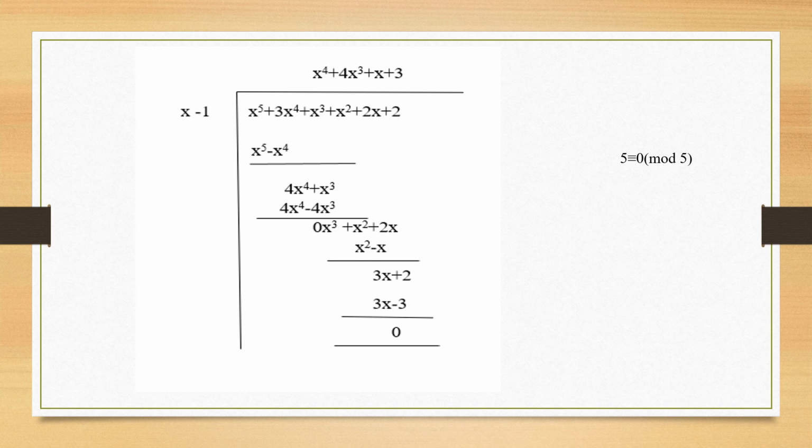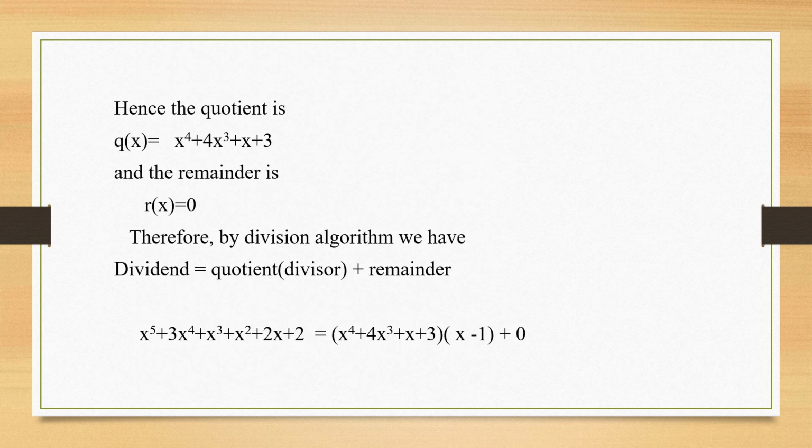So now the quotient is x^4 + 4x^3 + x + 3, and your divisor is x - 1, and your remainder is 0. Now using the division algorithm, you write down the quotient and remainder separately, and by the division algorithm we have dividend equals quotient times divisor plus the remainder. So in place of dividend, we substitute x^5 + 3x^4 + x^3 + x^2 + 2x + 2, and quotient into the divisor, and the remainder was 0. So substitute everything and thus the problem ends.